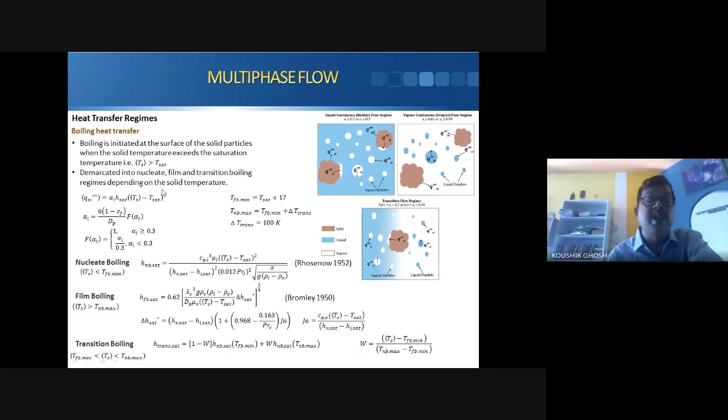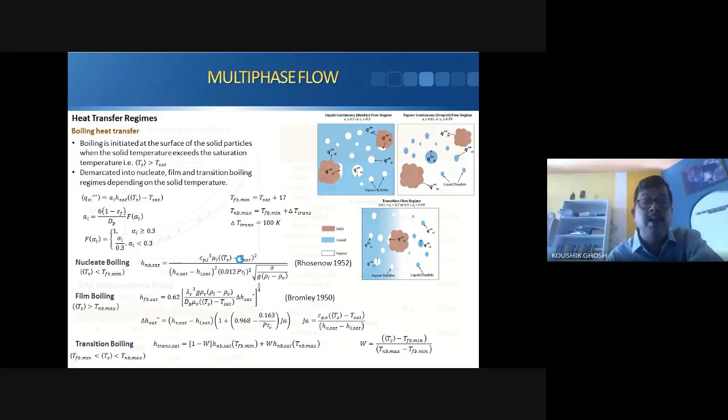Moreover, the heat transfer, boiling heat transfer, is a very challenging thing. You can see the nucleate boiling, film boiling, and transition boiling. All these are implemented using a user-defined function inside the Fluent code, which is a big credit of Professor Aranok Chakraborty.